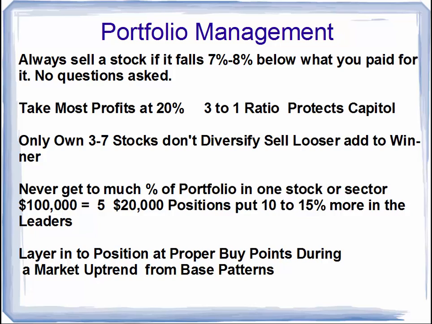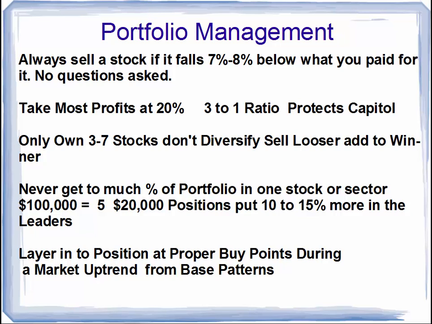So portfolio management, the fourth part. Always sell a stock if it falls 7 to 8% below what you paid for it, no questions asked. This is like buying insurance. It protects your capital. Take most of your profits at 20%. This gives you a 3-to-1 gain to loss ratio. So you can be wrong 3 times and still not lose any capital if you follow this. And most of the time you're not going to be taking 7 to 8% losses unless the market turns on you. So this helps you protect capital.